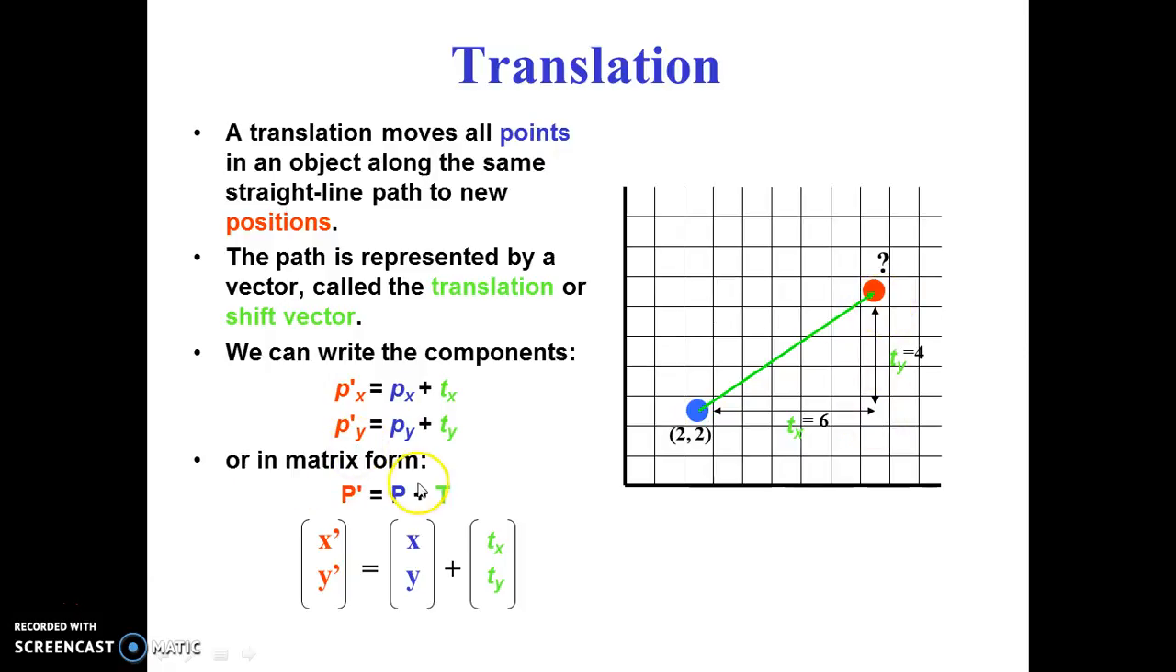We can also write it in matrix form: p dash equals p plus t. The new coordinates can be calculated by adding the old coordinates to the translation vector tx and ty.